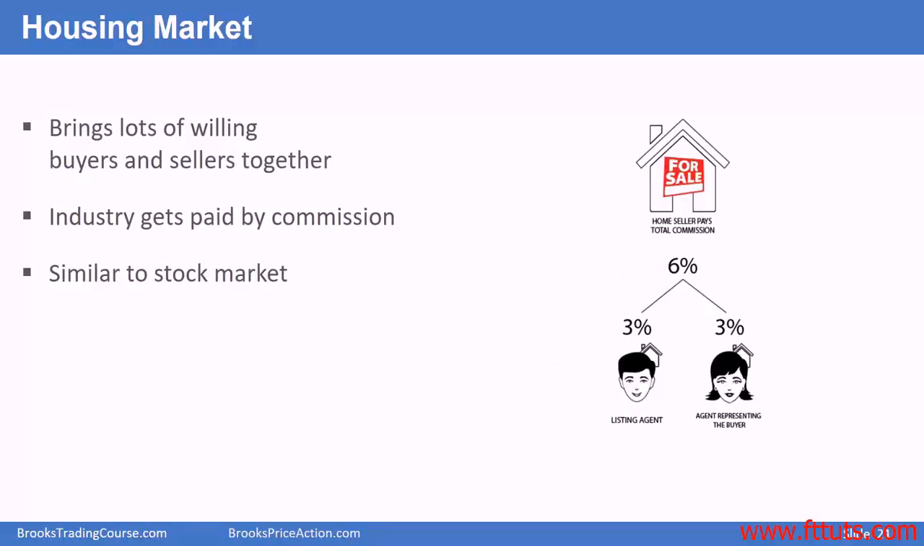If you sell a house for $100,000, you do not get $100,000. 6% is the commission. You get $94,000. And the two brokers, the buying broker and the selling broker, split that 6%, that's $6,000.